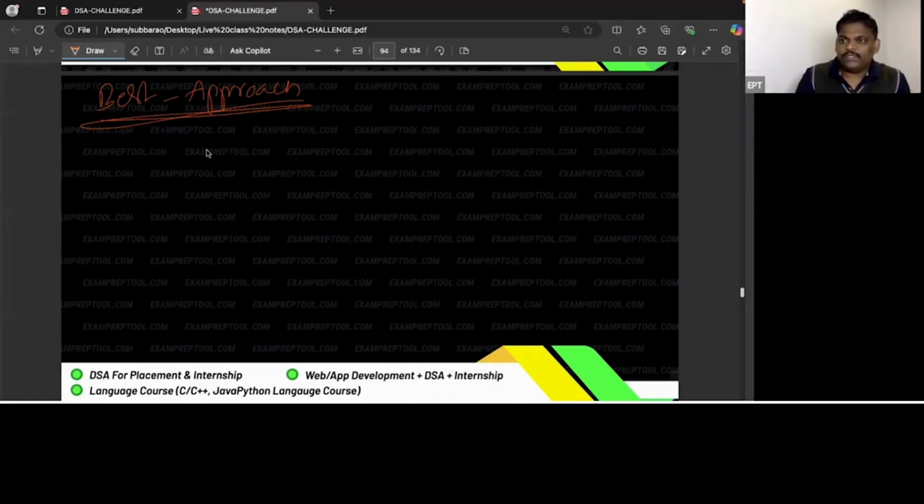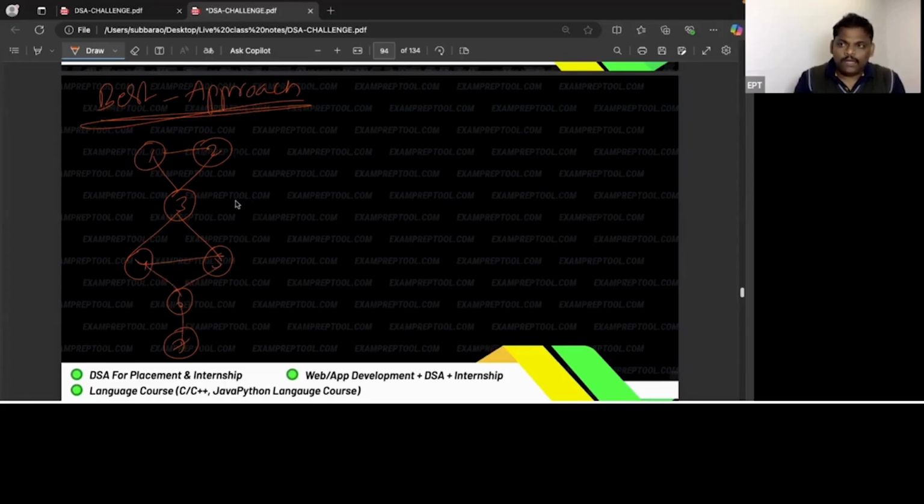Can you see this? Everyone try to understand. Consider a graph with vertices 1, 2, 3, 4, 5, 6, 7.